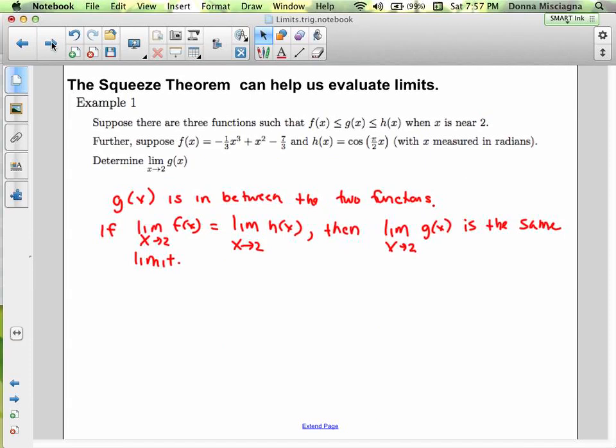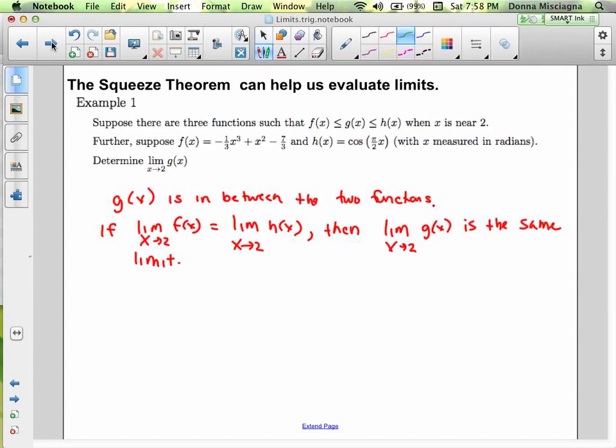So g of x, we've met the first requirement. g of x is in between the two functions. If the limit of f of x as x approaches 2 is equal to the limit of h of x as x approaches 2, then the limit of g of x as x approaches 2 is the same. It's not a bad idea, if you have this as a problem on an AP test, to write something like this down, because you're showing that if this is true, then you're going to be able to use the sandwich property. Then with your work you can show, was it true or was it not true? And then justify your answer.